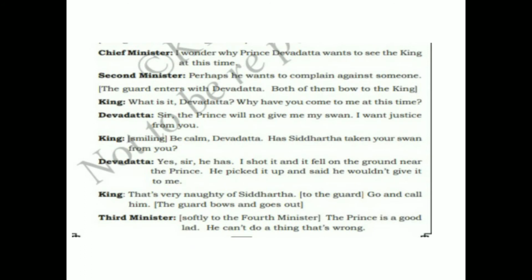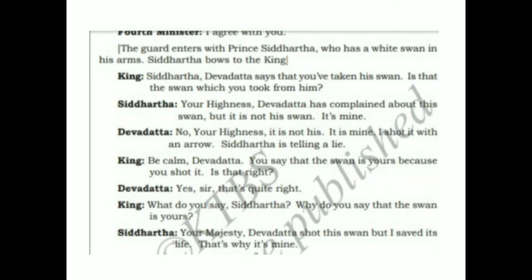I told you four ministers are there along with the chief minister. The third minister is telling softly to the fourth minister, the prince is a good lad. He can't do a thing that's wrong. He is a very good boy. He's not like that. He will not make any mistake. Something different is there in Devadatta's mind. The fourth minister says, I agree with you, yes, what you are telling is correct. Siddhartha is a very good prince. He will not make a mistake like this.